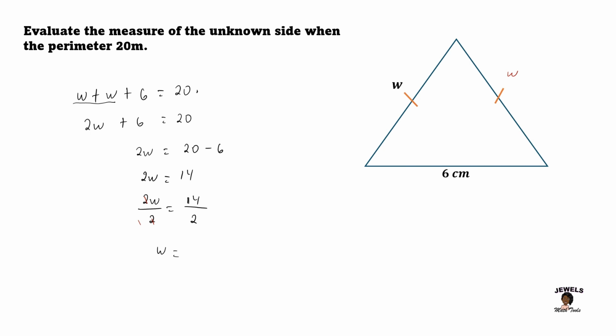On the right hand side, we will be doing the exact same thing, where we will be dividing 14 by 2. 2 divides into itself once, and 2 will divide into 14 7 times. So our W for this question is equal to 7 centimeters.